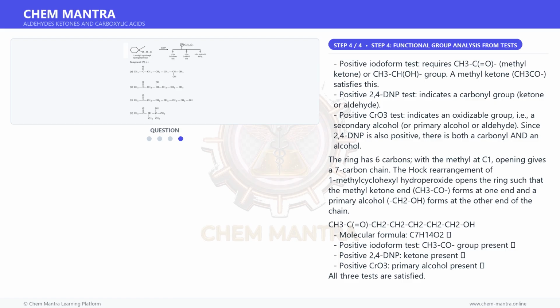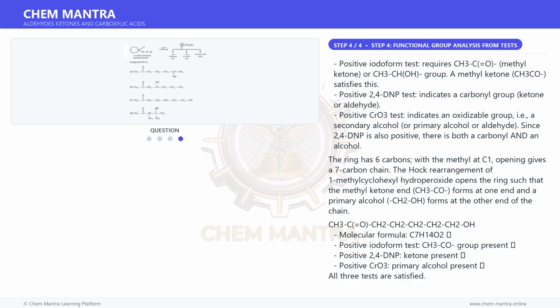Option A, CH3CO CH2 CH2 CH2 CH(OH) CH3, has a secondary alcohol. Iodoform would also be positive from CH3CO, but the structure doesn't arise cleanly from ring opening. Option B has a similar issue, with a secondary alcohol at the C4 position. Option D, the branched structure with gem-dimethyl, doesn't arise from a simple ring-opening Hock rearrangement of this substrate.